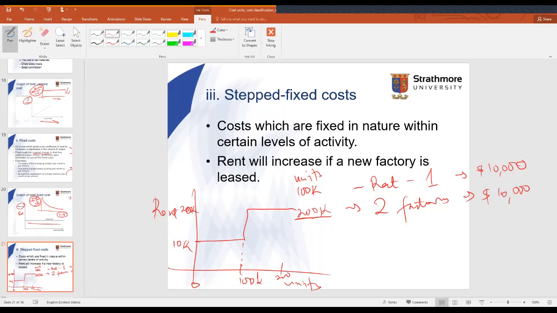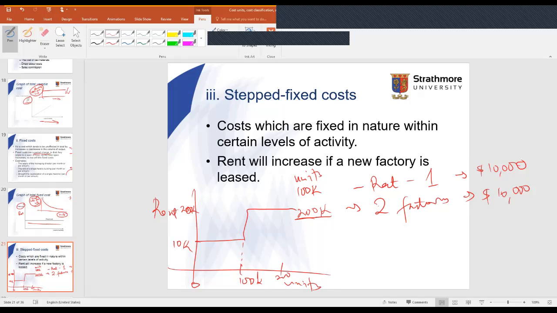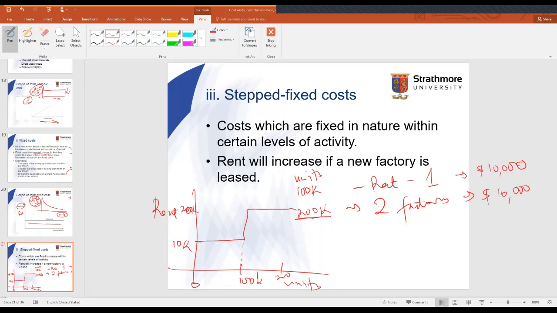That's referred to as the stepped fixed cost. The cost is fixed only for a certain level of activity. Beyond 100,000 units, you must lease another factory somewhere else if you want to produce more units, because in the current capacity you cannot manufacture more; it is fully occupied. Clear? So this is referred to as the stepped fixed cost.